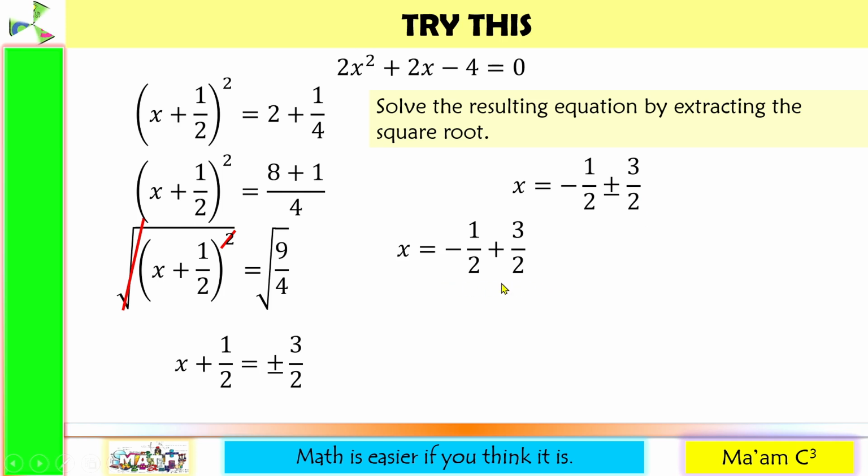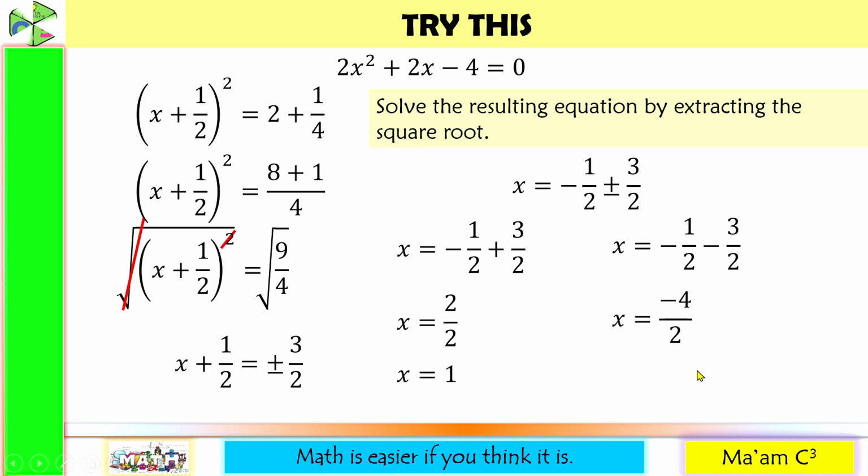Since the denominators are the same, we simply work on the numerator. Negative 1 plus 3 is 2. And then copy the denominator, so it is 2 over 2, and that is equal to 1. The second value of x is negative 1/2 minus 3/2. Again, the denominators are the same. Let's work on the numerator. Negative 1 minus 3 is negative 4. Copy the denominator, over 2. Negative 4 divided by 2 is equal to negative 2.